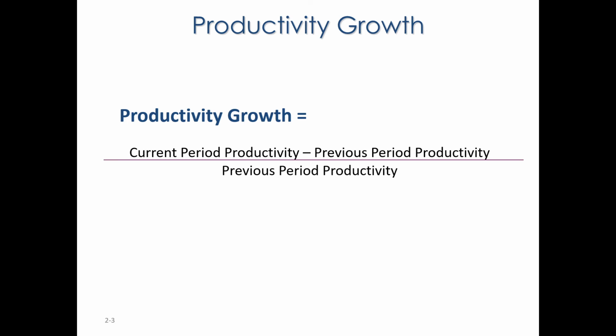We can also calculate productivity growth, like how much was the productivity in the previous time period and how much is the productivity in the current time period. The difference of that we can use to calculate productivity growth. So the formula for the calculation of productivity growth is current period productivity minus the previous period productivity, divided by the previous period productivity.